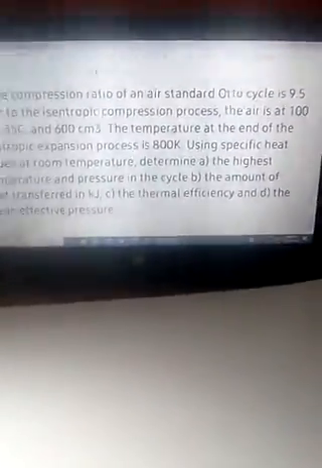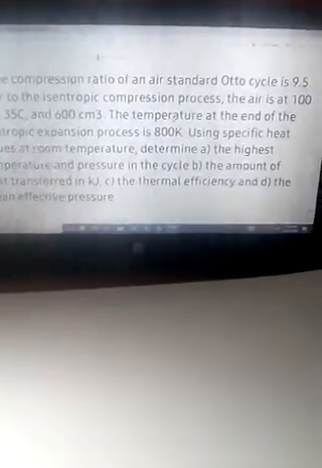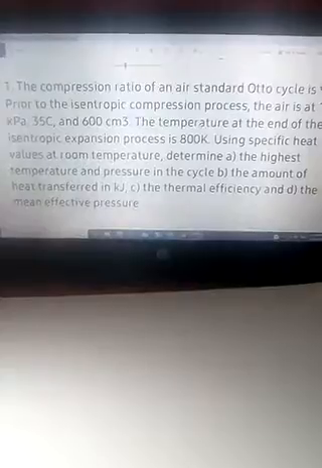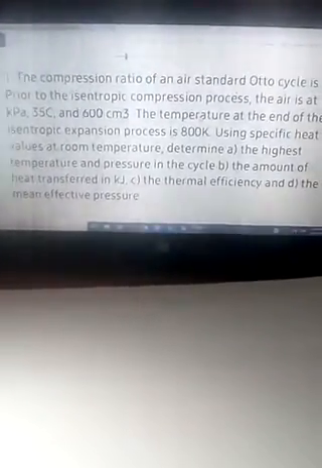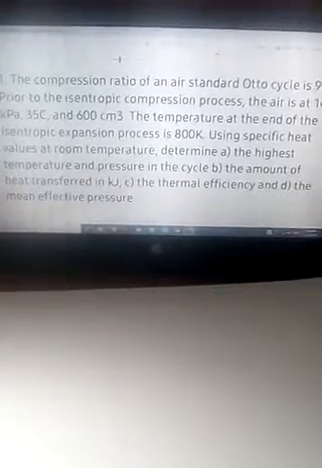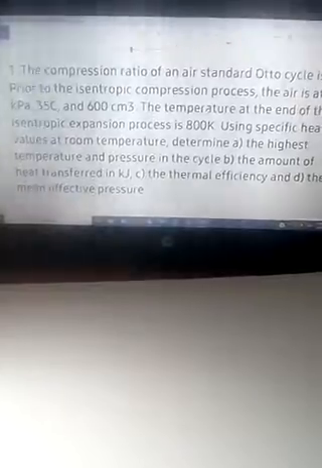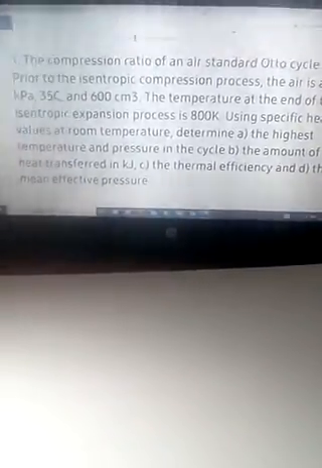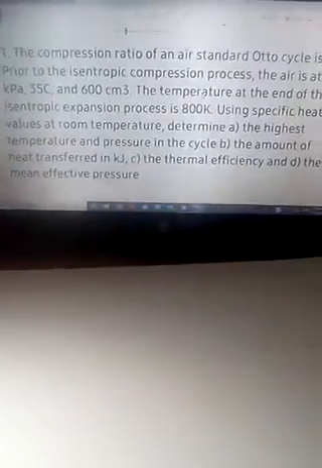The compression ratio of an air standard Otto cycle is 9.5 prior to the isentropic compression process. The air is at 100 kilopascal, 35 degrees Celsius, and 600 cubic centimeter. The temperature at the end of the isentropic expansion process is 800 degrees Kelvin. Using specific heat values at room temperature, determine the highest temperature and pressure in the cycle, the amount of heat transferred in kilojoule, the thermal efficiency, and the mean effective pressure.